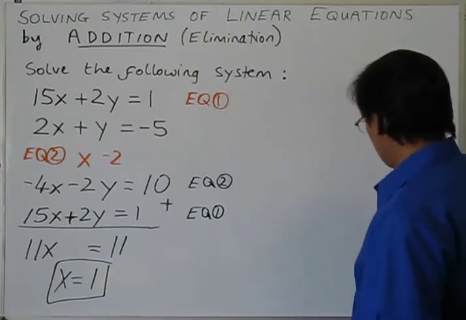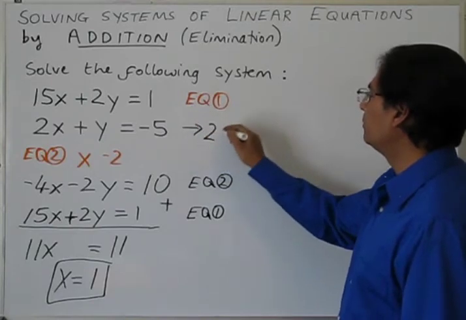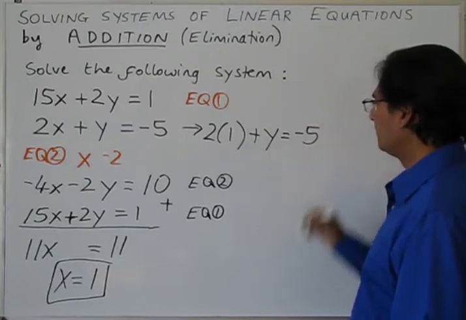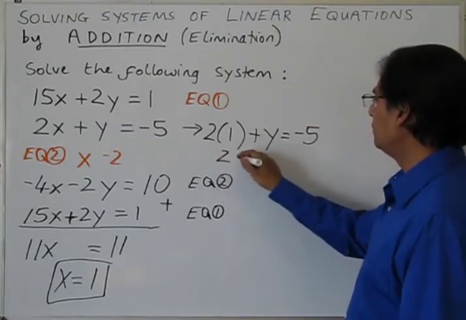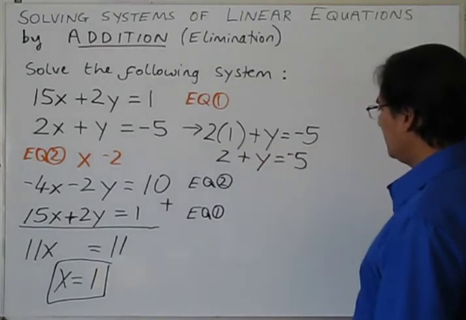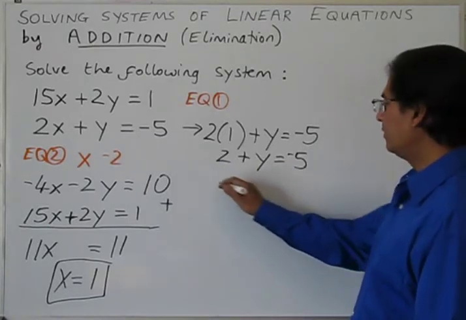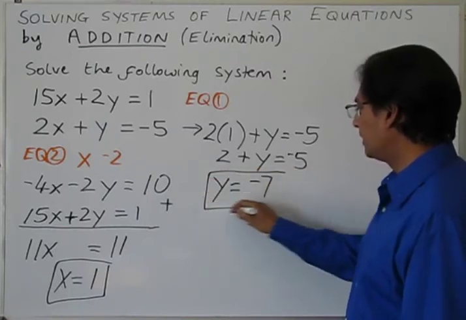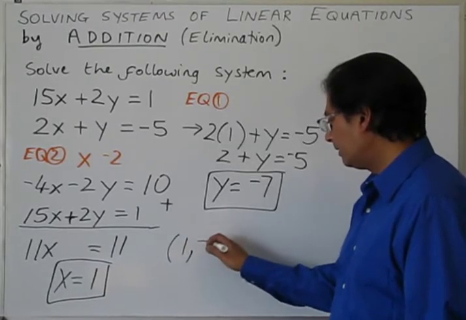If we substitute x equals 1 into equation 2, we get 2 times 1 plus y equals negative 5. And 2 times 1 is 2. 2 plus y equals negative 5, and then we subtract 2 from both sides. So we get y equal to negative 5 minus 2, which is negative 7. Here's my other solution. So my solution is the point (1, negative 7).